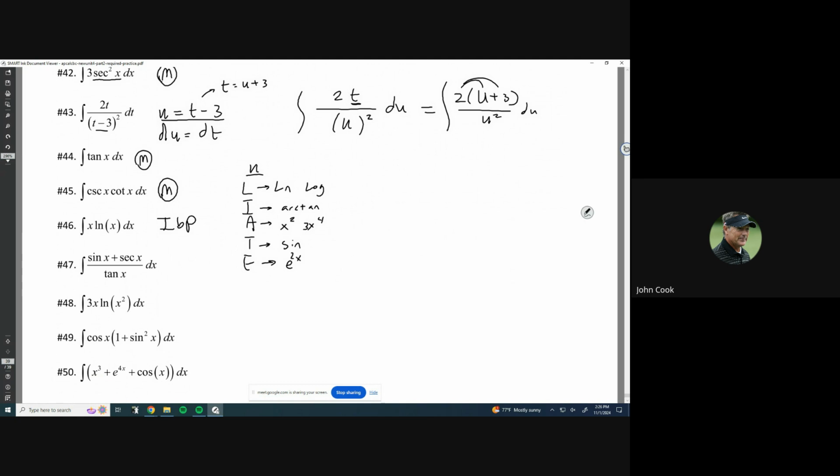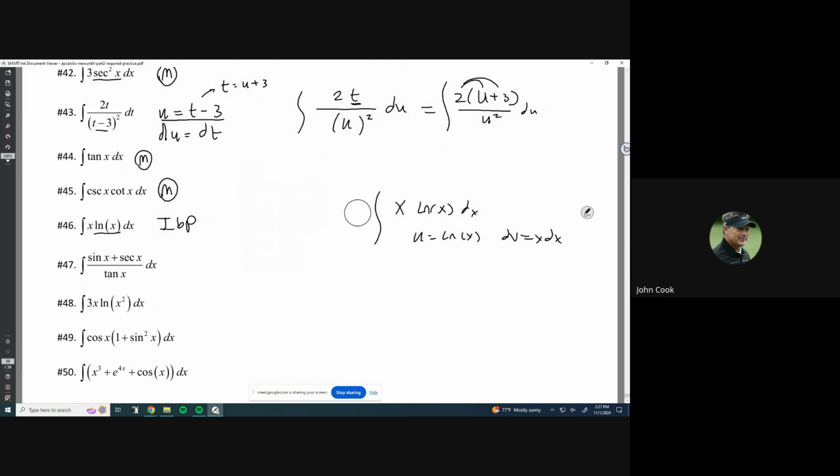But notice that we've got a natural log right there. So if you use natural log for u, you should be able to get this thing all done. So x natural log of x dx, let u be equal to natural log of x, and then dv is equal to x dx. And this is really easy after that point. All right, 47.